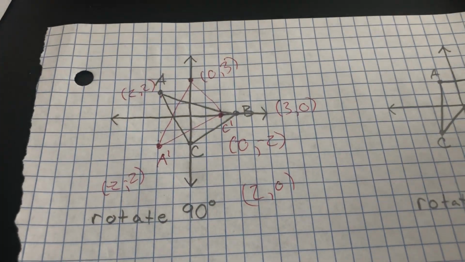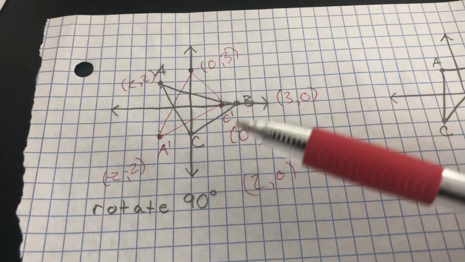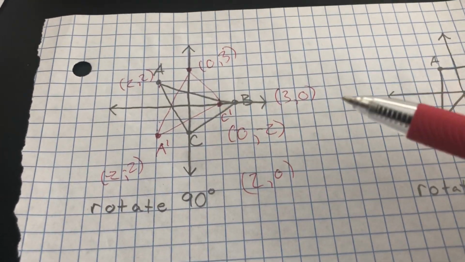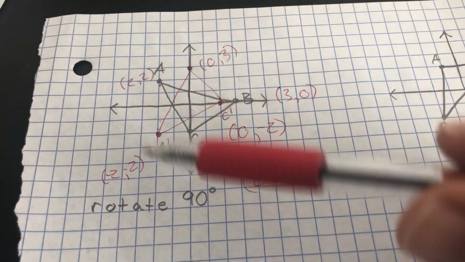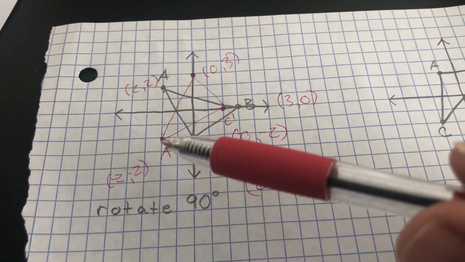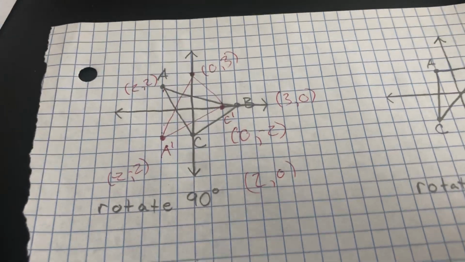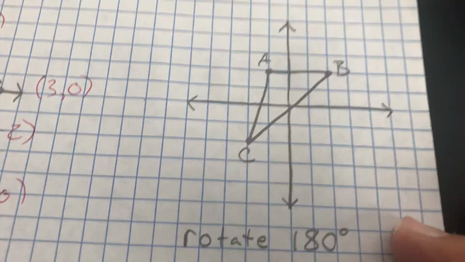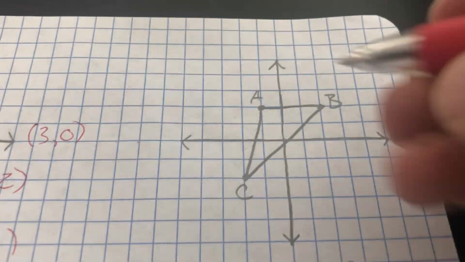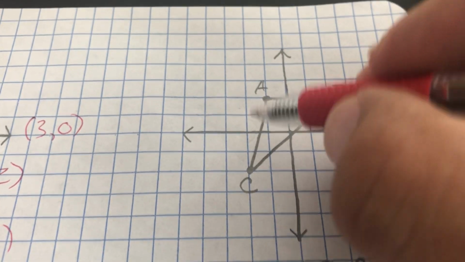And there you go. I have rotated this shape 90 degrees counterclockwise, so this way. So this shifted that way, this shifted that way, and this shifted that way. Now I'm going to show you what a rotation of 180 degrees is like. Now, every 90, the numbers swap.